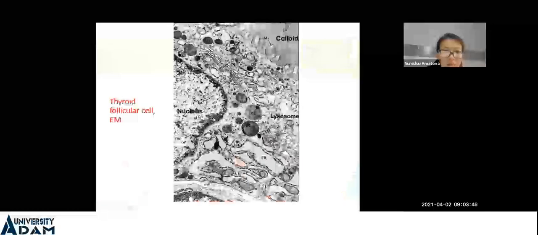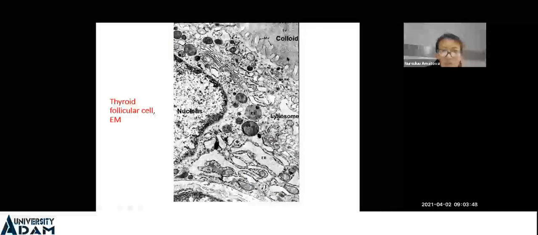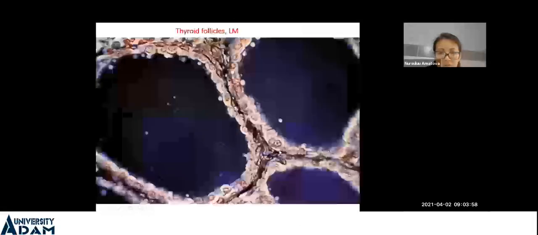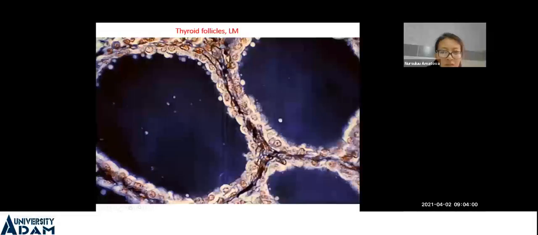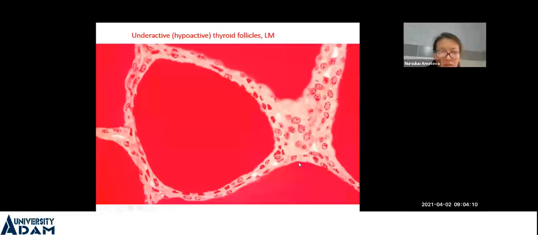Blood vessels. Here we can see colloids, lysosomes, and lots of... Again, we can see colloid, follicular cells, and here I don't know where the C cells are.